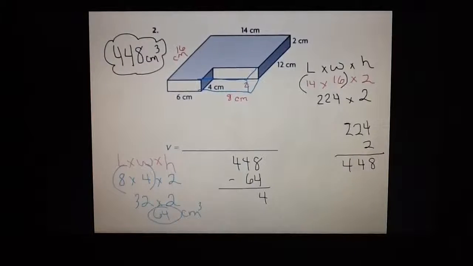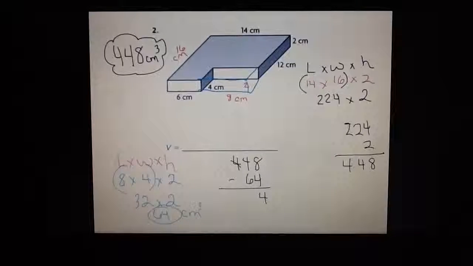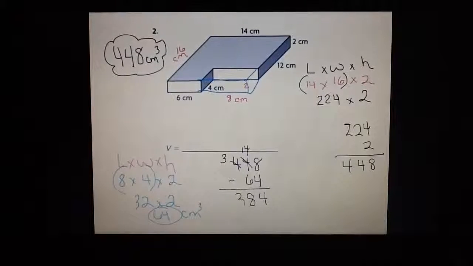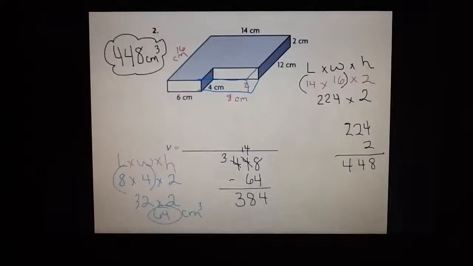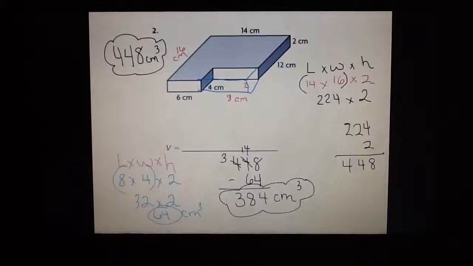All right, 8 minus 4 ones is 4 ones. I can't do 4 tens minus 6 tens, so let's regroup. Borrow 10 tens. And we have 14 minus 6 would be 8 tens. And we have 3 100s. So our final volume would be 384 cubic centimeters.